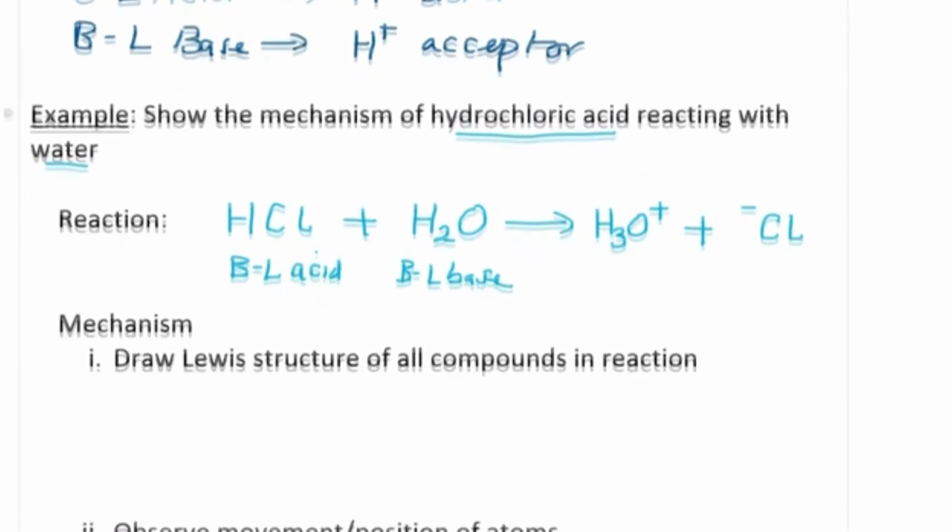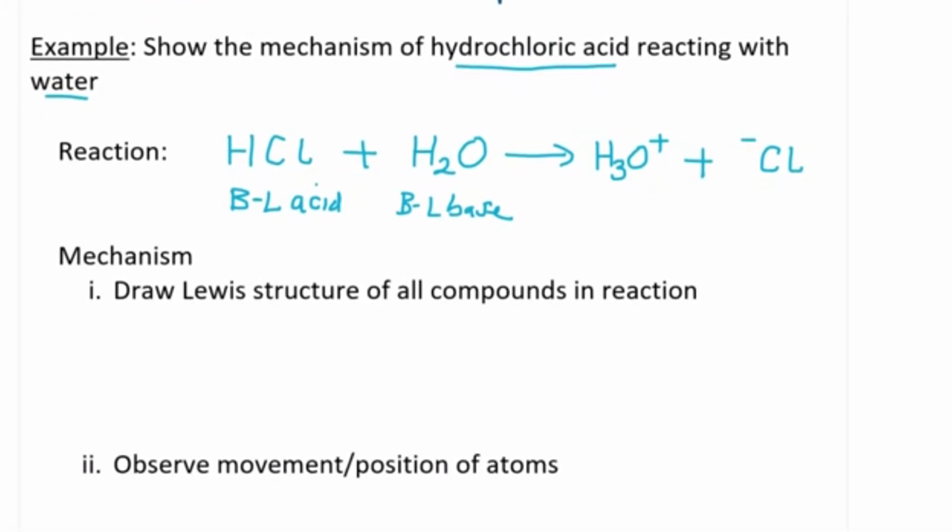To show the mechanism, the first step is to draw the Lewis structure of all the compounds and ions in this reaction. The first one here is just a hydrogen bonded to chlorine, and chlorine has lone pairs around it, which satisfies the octet rule. Now going to water, we know that water is bent with oxygen forming a bond with hydrogen and the other hydrogen, and you have your two lone pairs on the oxygen.